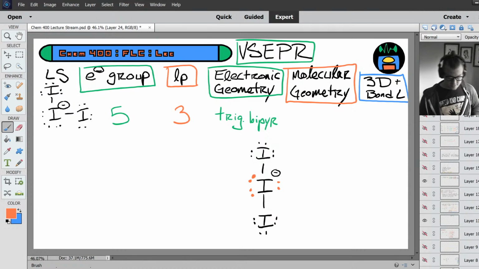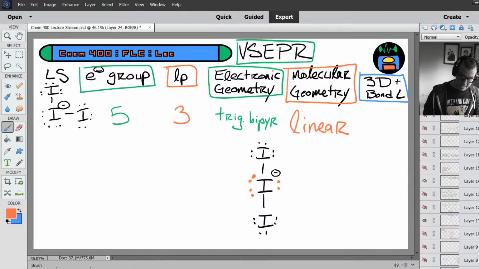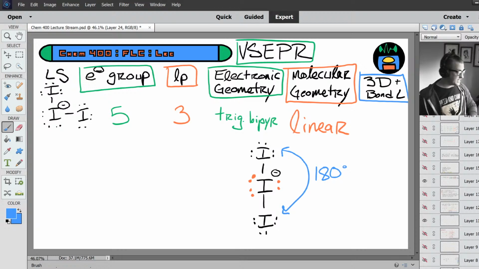And you'll notice that this thing looks like a straight line. And it is. Because the 2 iodines are in the axial positions, right? They're at the pole, the north pole and the south pole, along the axis of the molecule. So this molecular geometry is linear. And the bond angle here is a pure 180. All right?